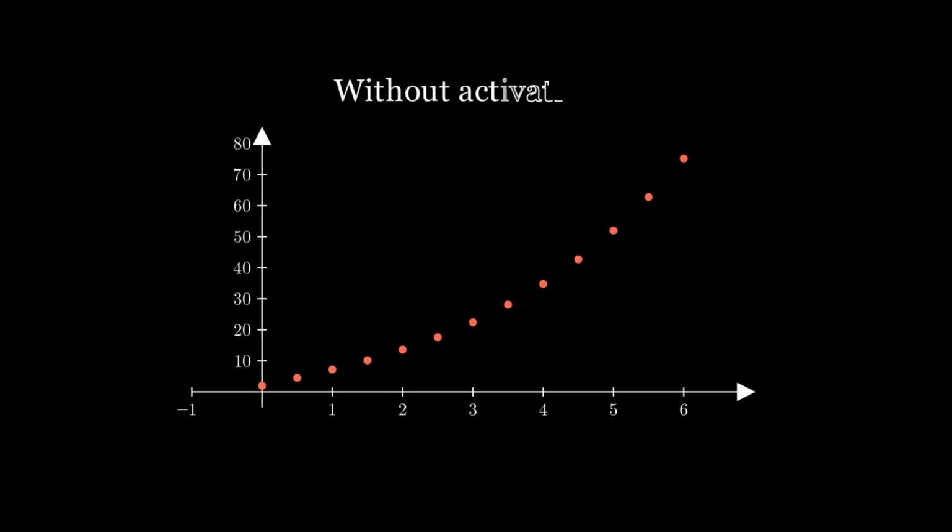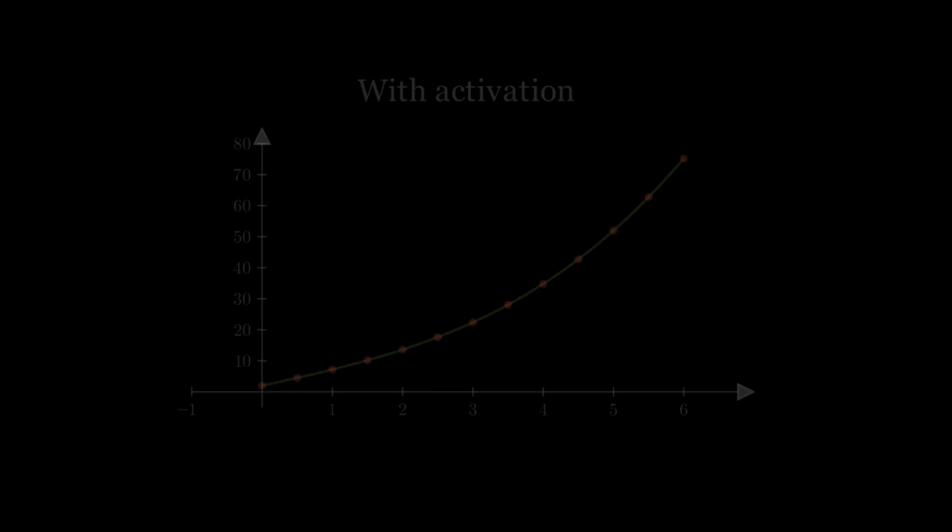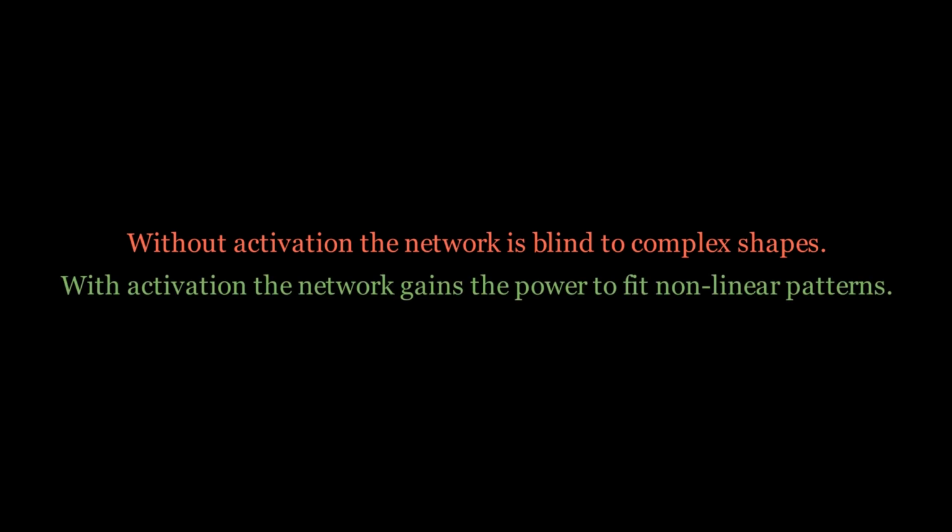an output. And now, if we apply an activation function to our previous example, we get a curved, more accurate prediction than just a straight line. Without activation, the network is blind to complex shapes. With activation, the network gains the power to fit nonlinear patterns. Now let's look at the most common activation functions. We'll see their shapes, their formulas, and what makes each of them useful.